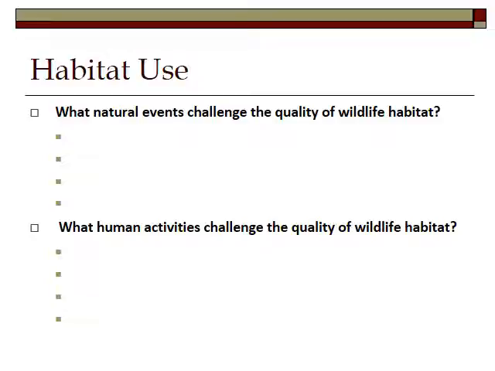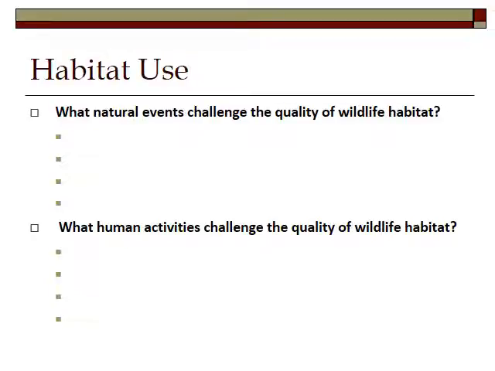So let's think about habitat use. What do we do that affects habitat use? What are some natural events that could challenge the quality of wildlife habitat, or even cow habitat for that matter? So what are some natural events that could affect the quality of livestock or wildlife habitat? Well, I can think of quite a few. Fire, landslides, drought, use by insects. The list just kind of goes on and on. Anything that affects the vegetation or the landscape could affect habitat.